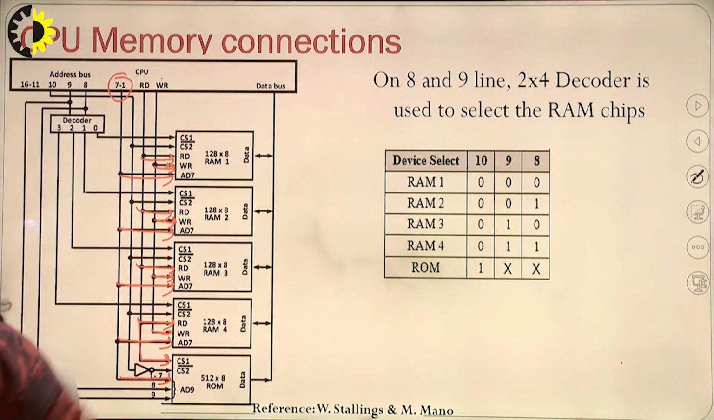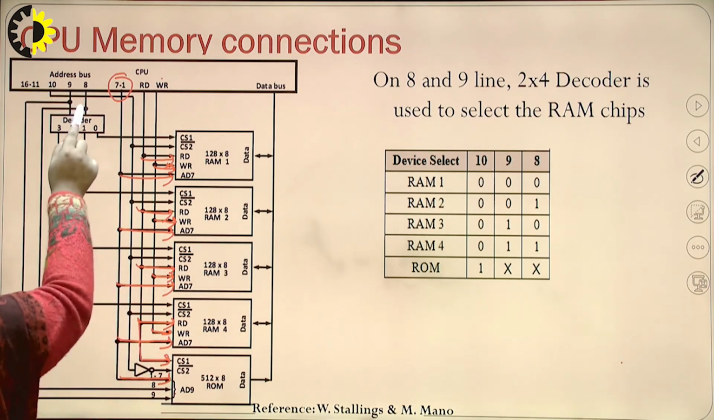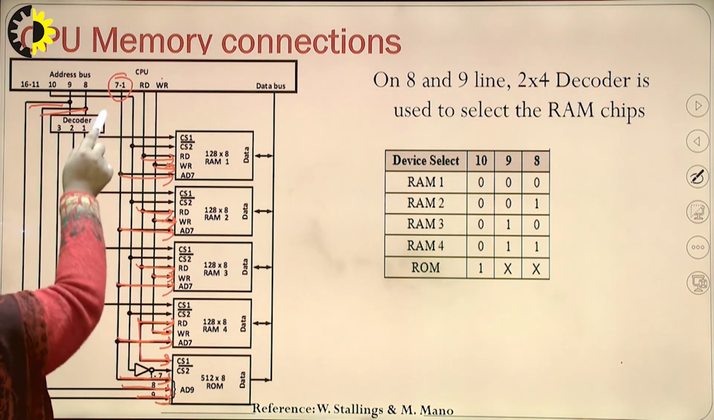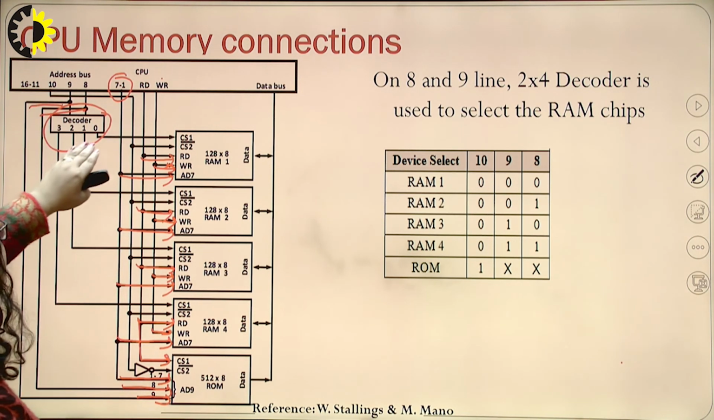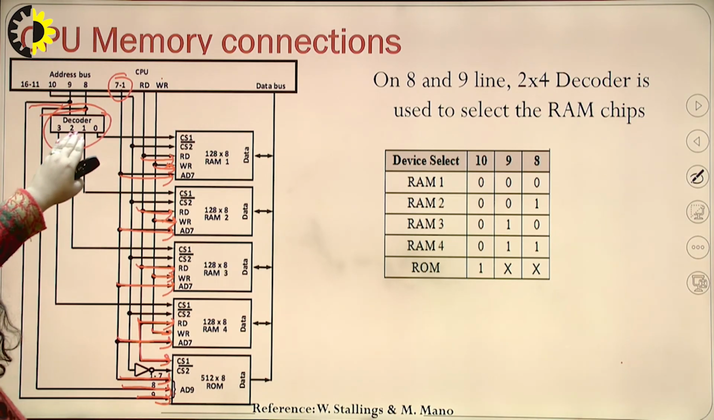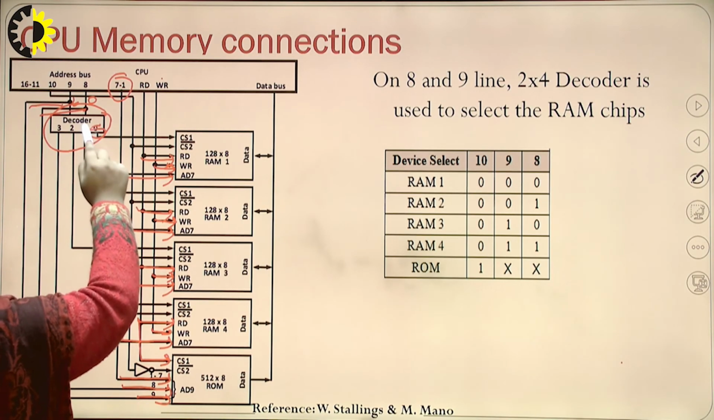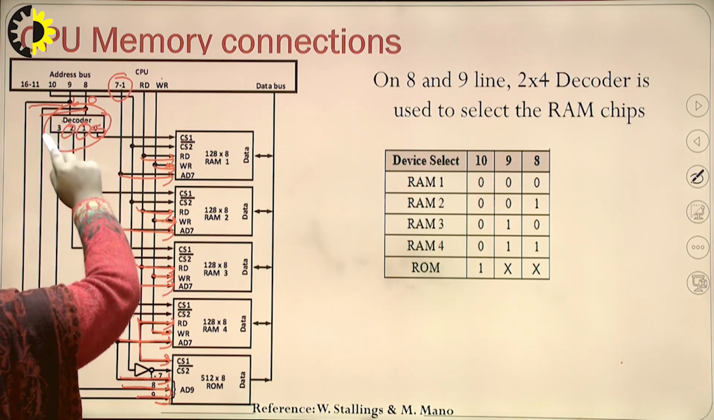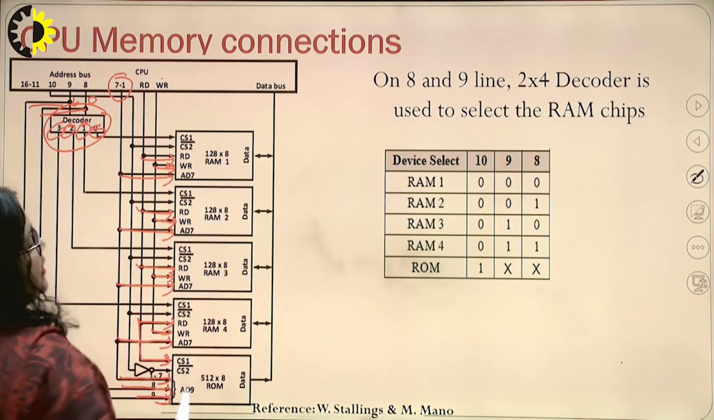These 8 and 9 bits are used as a selector for the RAM and as address lines for the ROM. They are used as a selector by using a decoder, because we use a 2:4 size decoder. This is 0, 1, 2, 3. When the input bits are 0, 0, output 0 is selected; when it is 0, 1, output 1 is selected; when it is 1, 0, output 2 is selected; when it is 1, 1, output 3 is selected. Correspondingly, these RAM chips are selected.